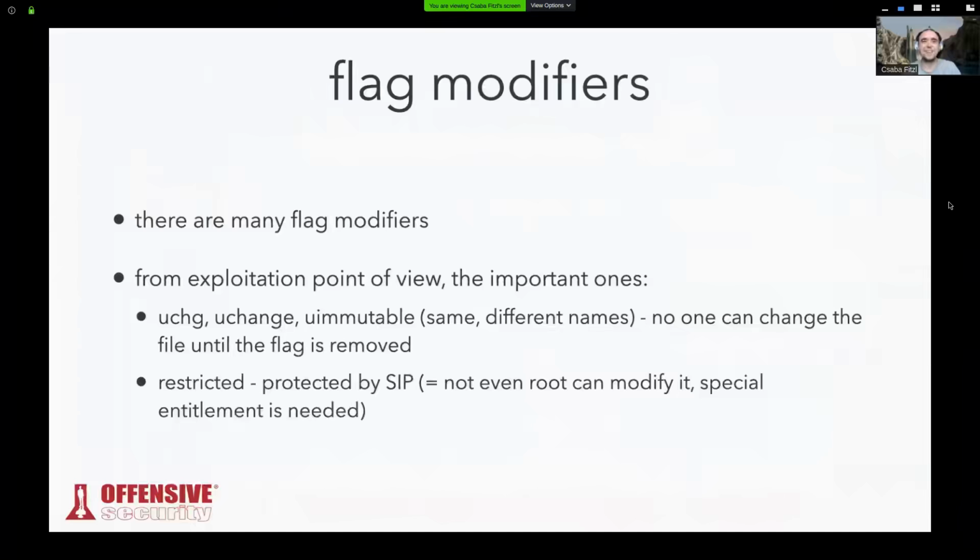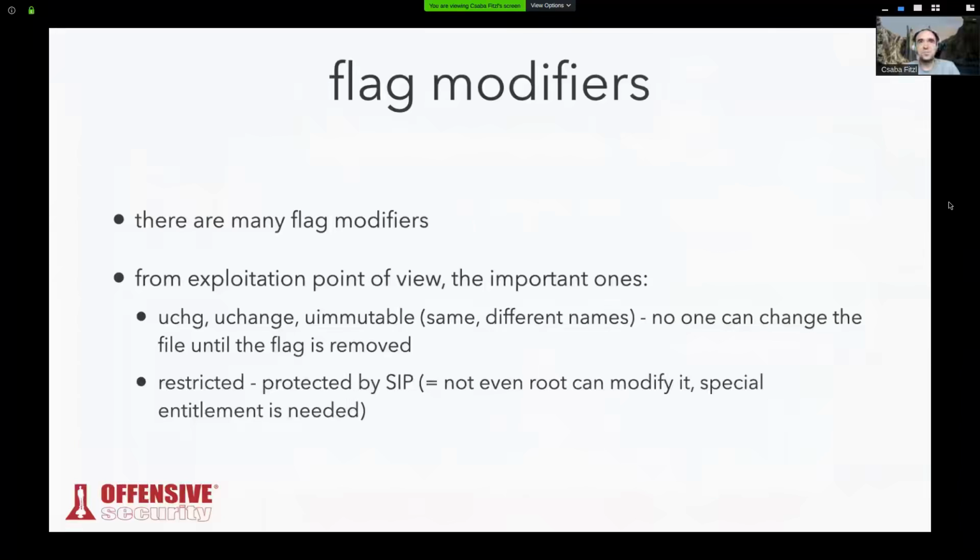Now, a few other, so this is a base case, the POSIX model, but there are many other modifiers to the permission model, and one of them is flag modifiers. There are many flags. I will not cover all of them. There are two which are important from an exploitation perspective. One is the uchg, or uimmutable. They are all the same, but just different names. That means that no one can change the file until that flag is removed, even root.